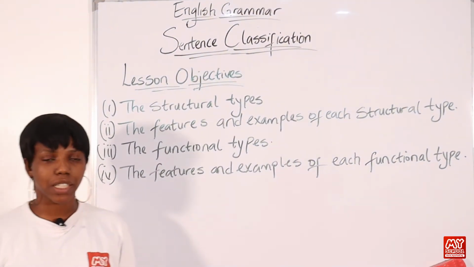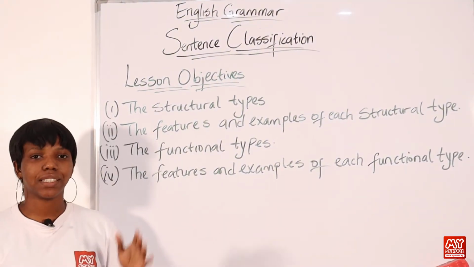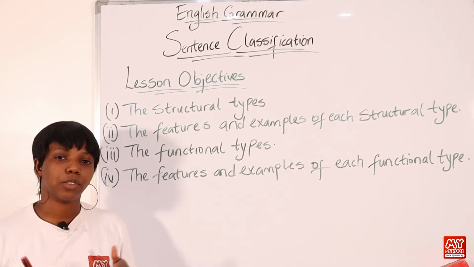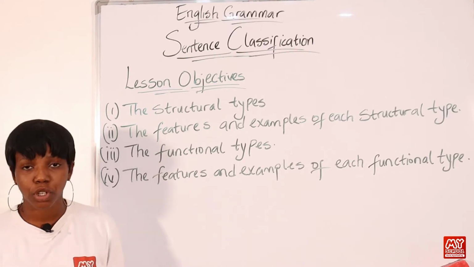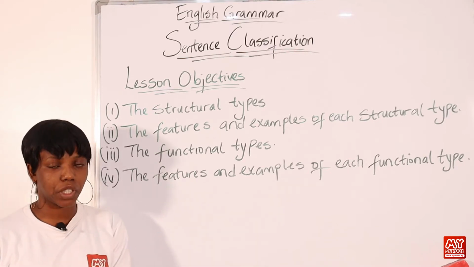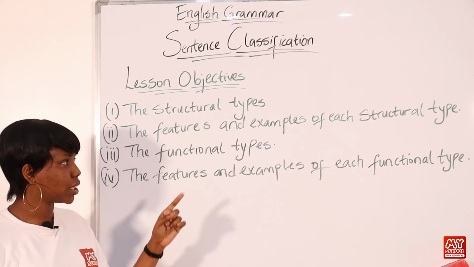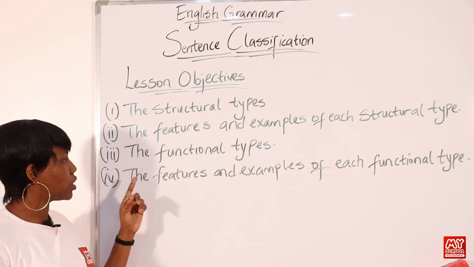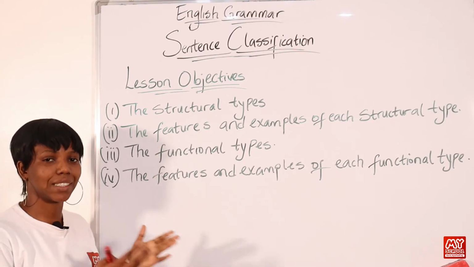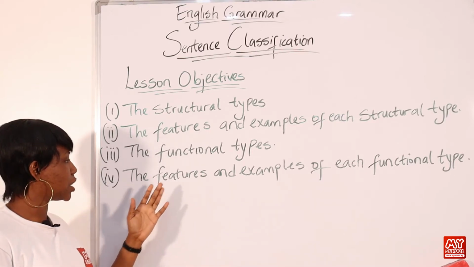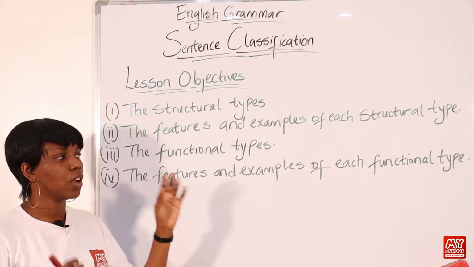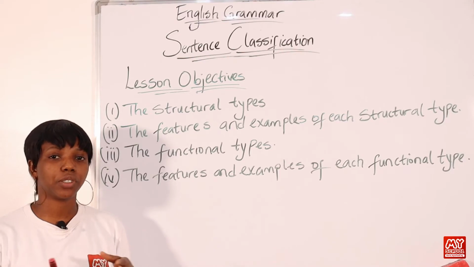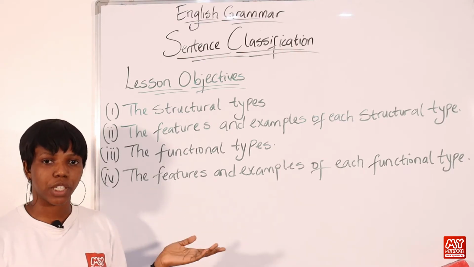So right now we'll begin the lesson, and today's topic is sentence classification. I've outlined 4 objectives for today's lesson. Number 1, we'll be looking at the structural types or the structural sentence classification. Number 2, we'll look at the features and examples of each structural type. Then number 3, we'll look at the functional types or the functional sentence classification, and lastly we'll look at the features and examples of each functional type. So in this section, we'll begin with structural types. So that is number 1 objective.